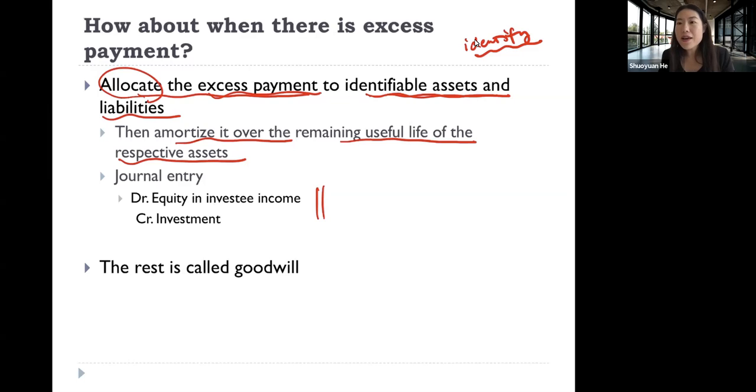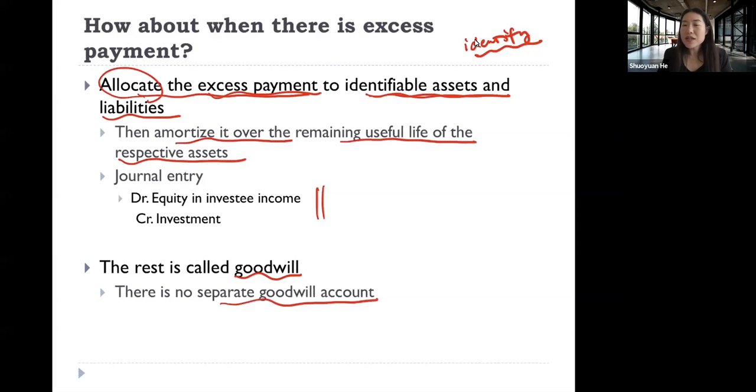So what if part of the excess payment we cannot allocate to any identifiable asset or liability? This part is called goodwill. We don't know where it comes from, so we just call it goodwill. There's no separate goodwill account. This is different from what we are going to talk about later when we talk about consolidation. In consolidation, there is going to be a goodwill account. But under the equity method, there's not going to be a goodwill account, so we're not going to separately record any goodwill under the equity method.